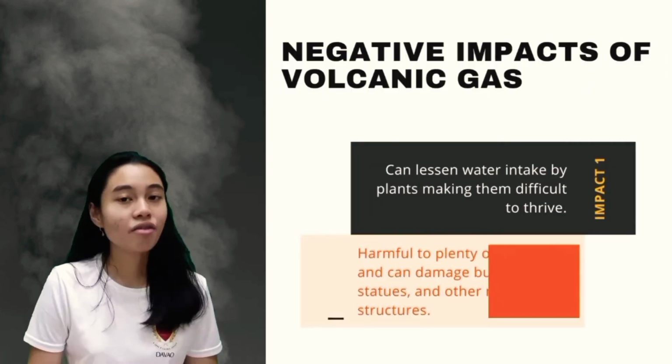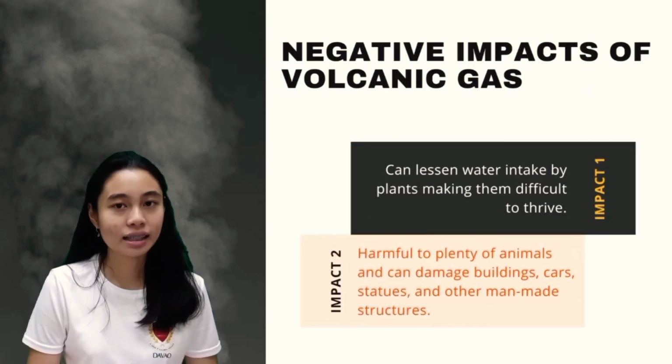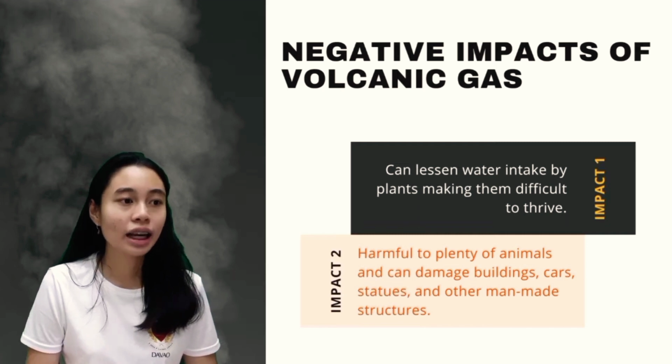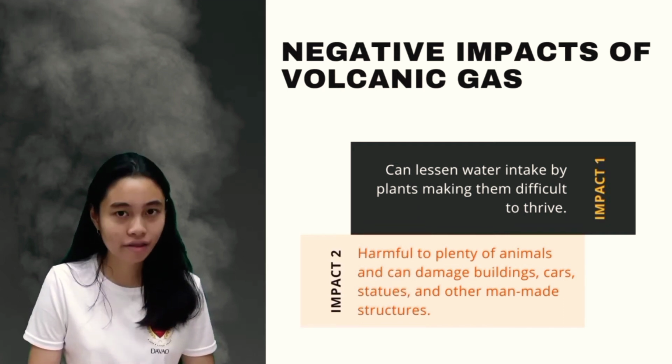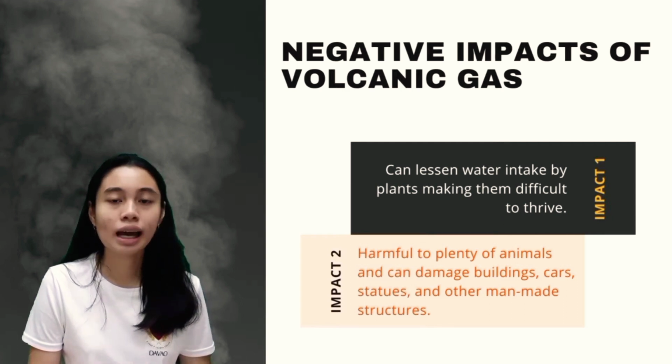Volcano hazards are not mutually exclusive. Different volcano hazards can occur at the same time, just like how volcanic gases occur with or without lava flow. Negative impacts of volcanic gas. Number 1. Acid rain can lessen water intake by plants, making them difficult to thrive. It leaches plants' nutrients out of the soil, which causes it to be less productive for agriculture.